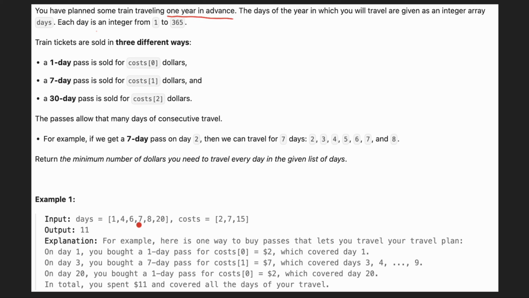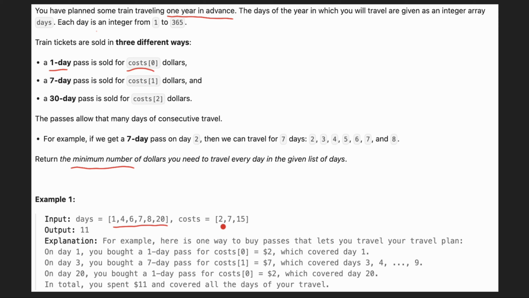Today we have a problem when we are planning a travel 1 year in advance. For example, let's take this scenario. We are traveling on the 1st, 4th, 6th, 7th, 8th, and the 20th day of the year. And we need to calculate the minimum amount of dollars that we can pay for our travel. For a 1 day pass, we are paying cost 0.